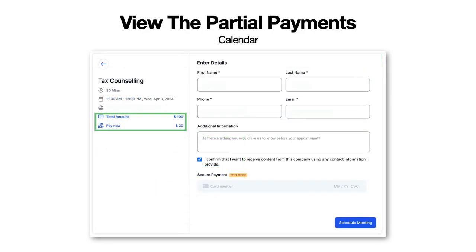Now let's go ahead and view the partial payments. Go ahead and make sure that you're in Calendar. And now what you're going to see is in that booking calendar, in the area where your user or your client is going to be booking, you're now going to see the total amount due as well as what is due immediately in the Pay Now area.